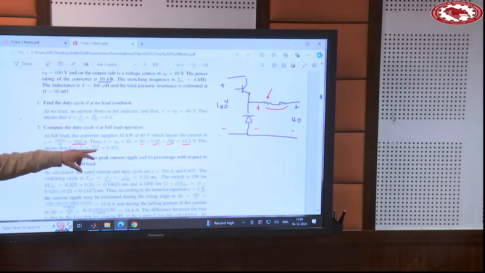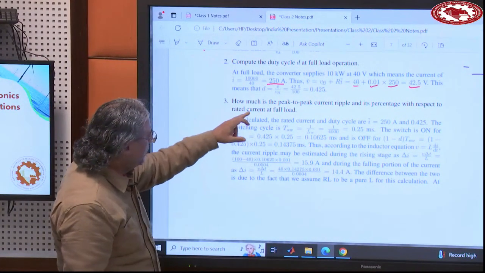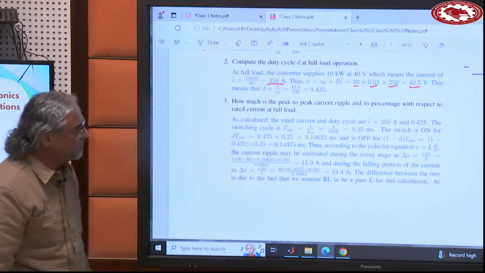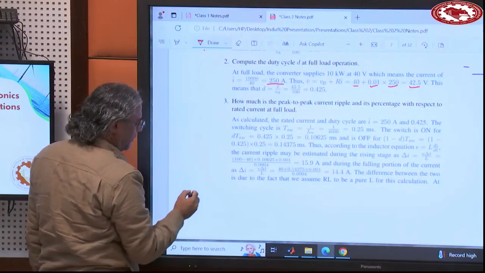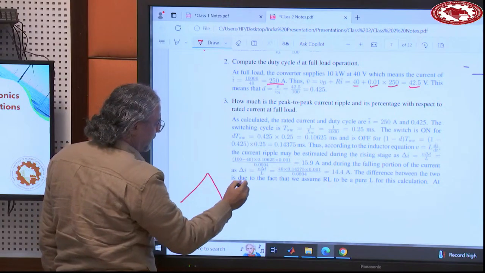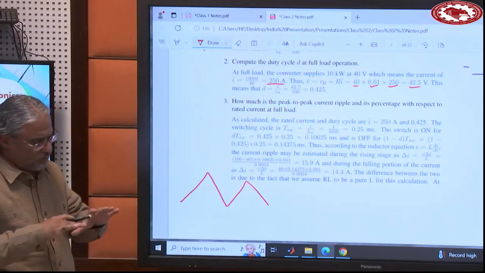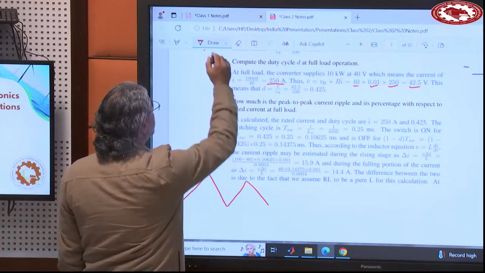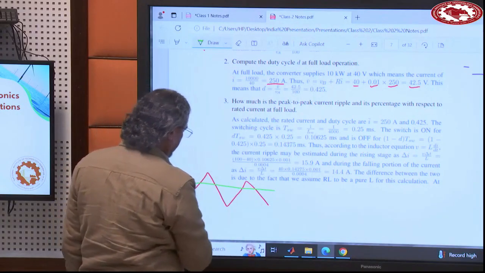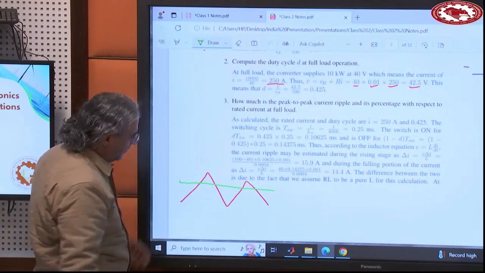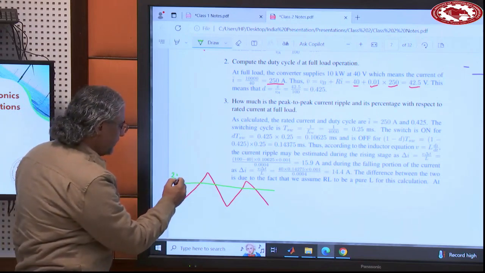But before talking a little bit more about this problem, it says, how much is the peak-to-peak current ripple? We said inductor current is like this, right? Just going up, going down, going up, going down, like that. Inductor current. So in the steady state, let's say 250 is the average of the current, right? The average of the current is 250. So it goes up and down. How much is this peak-to-peak ripple? So this is 250 for the average.